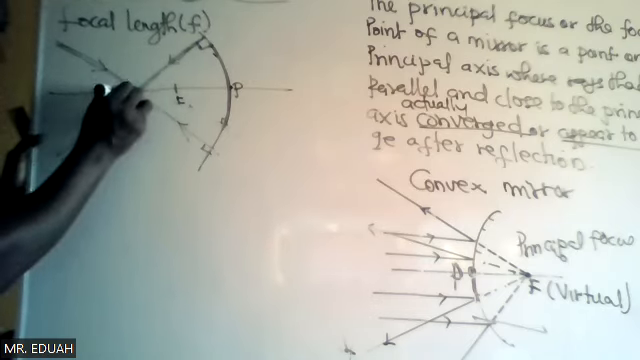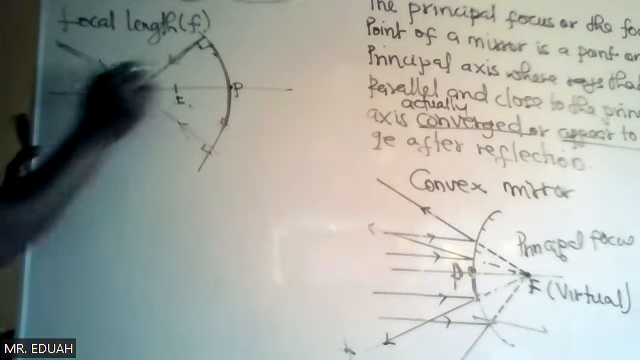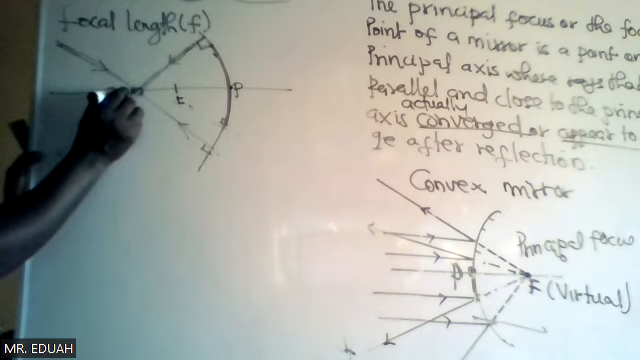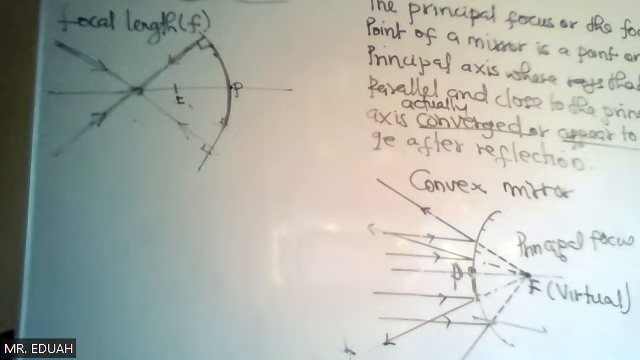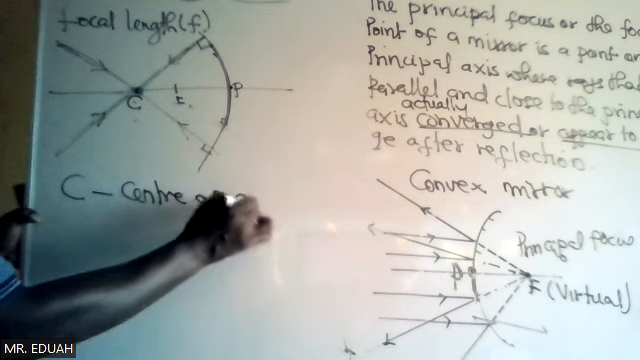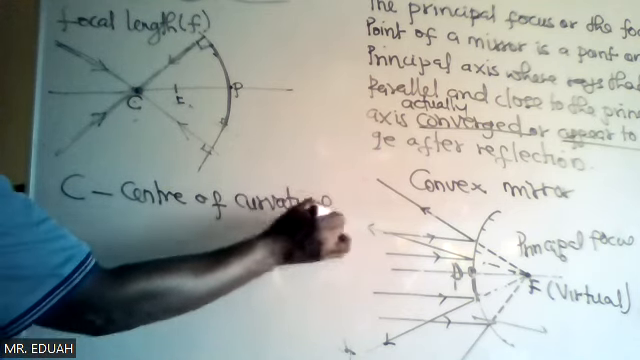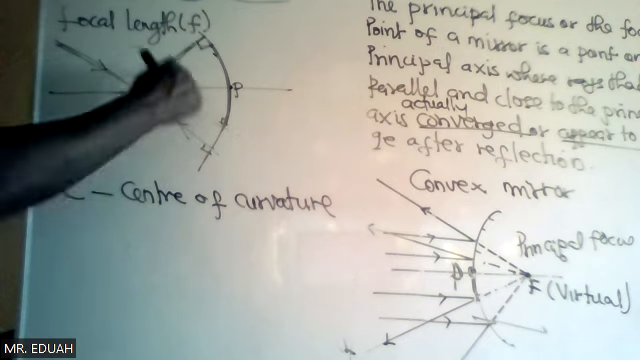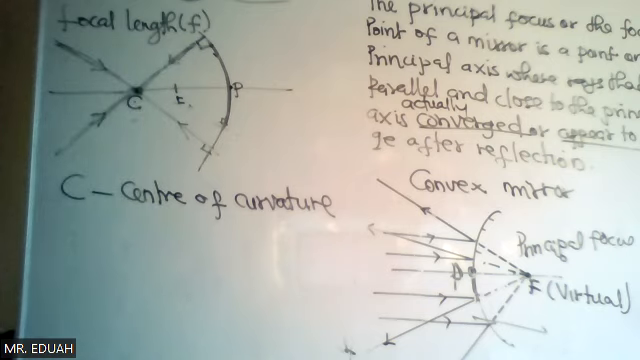This point where rays that are incident on the mirror normally, at 90 degrees, actually pass or converge after reflection is known as the center of curvature. The center of curvature, so we represent that point by letter C. C is known as the center of curvature. And the center of curvature is a point on the principal axis where rays that are incident or hit the mirror normally, or at an angle of 90, actually pass or converge after reflection.